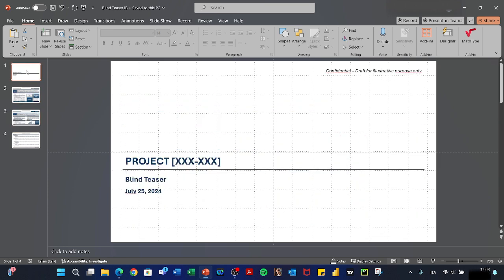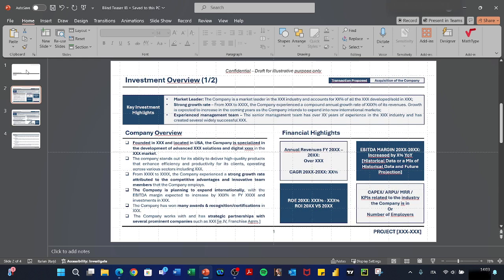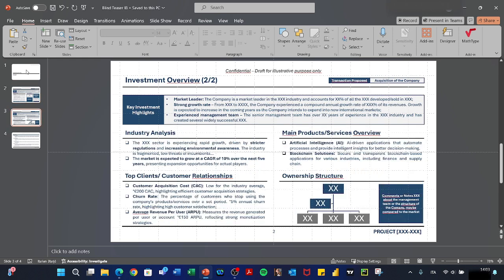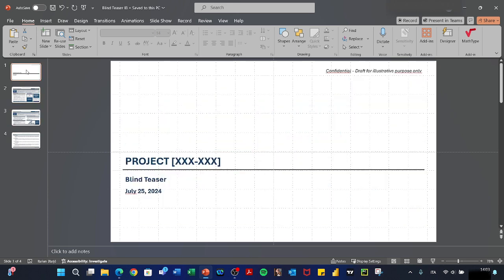This is the presentation. As we can see, the blind teaser is made of 2 pages, and then we have the disclaimer and the limitations. So this is obviously the cover page with the name of the project, the type of the marketing document and the date.